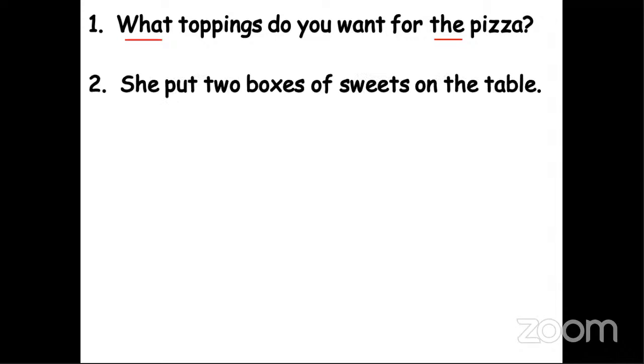Look at your next question. She put 2 boxes of sweets on the table. So which are our nouns over here? One is boxes, and you have a determiner before it. What is it? 2 is the determiner. Then which is our other determiner? We have table, which is the noun, and we have the before it. So 2 is a numeric determiner and the is a specific determiner.